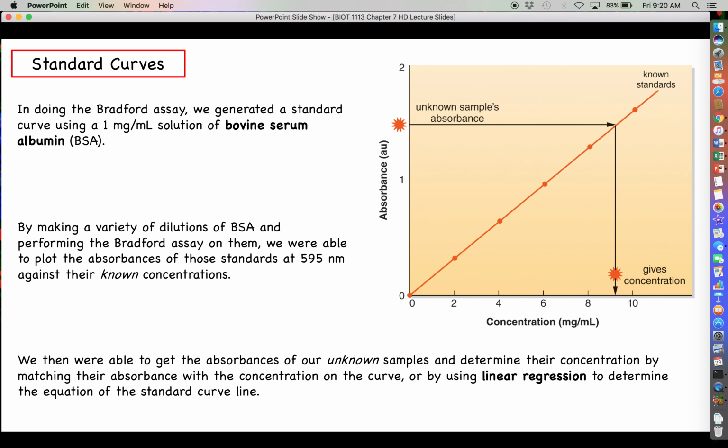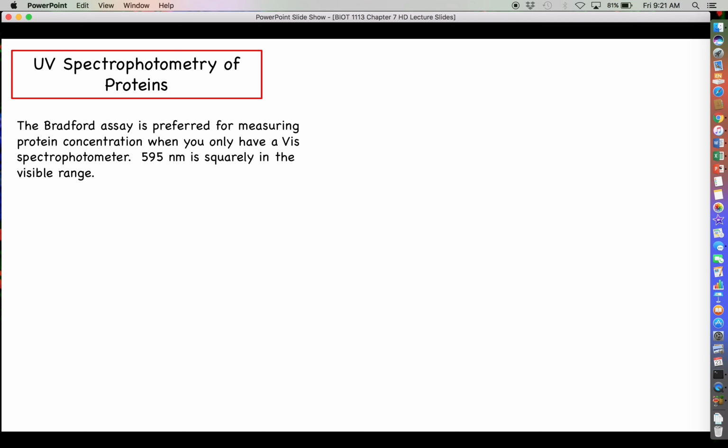So you can do it that way, or if you want to be a little bit more mathematical about it, programs like Microsoft Excel will perform linear regressions for you in which it gives you the actual algebraic equation of the line in the form of y equals mx plus b. So you would just use the slope of the line to figure out the concentration if you know the absorbance.